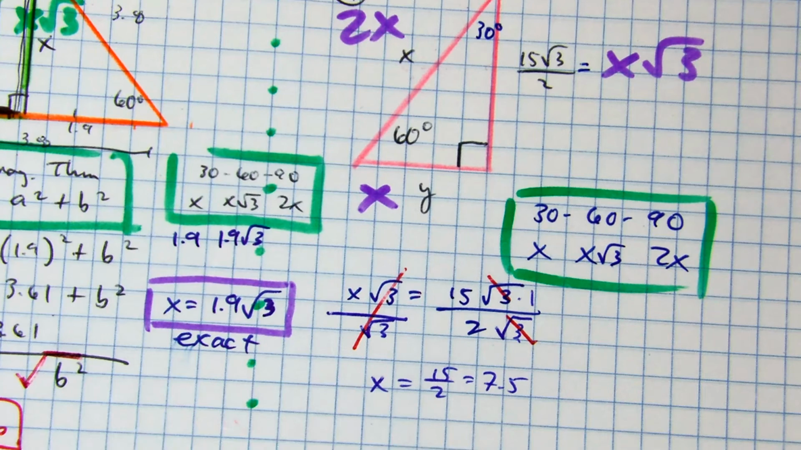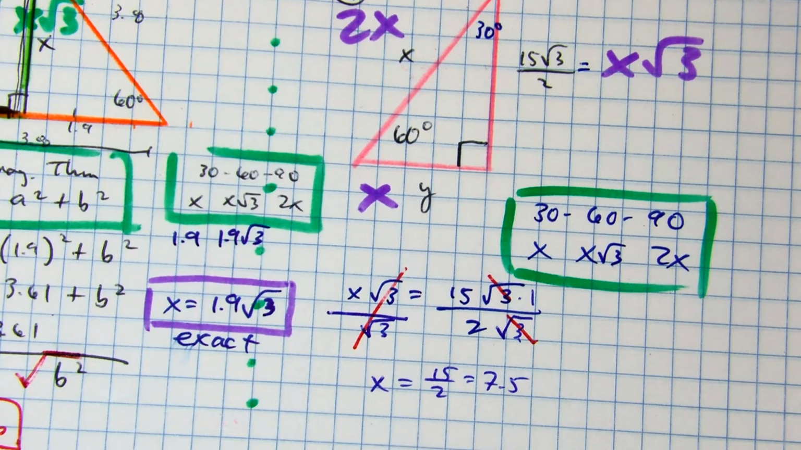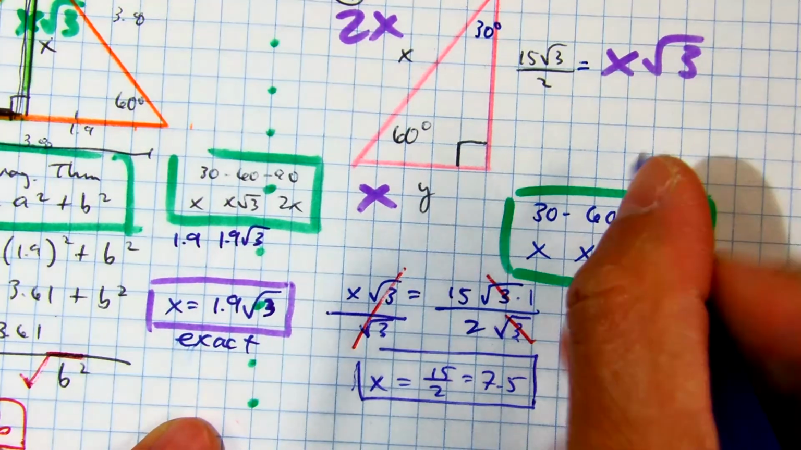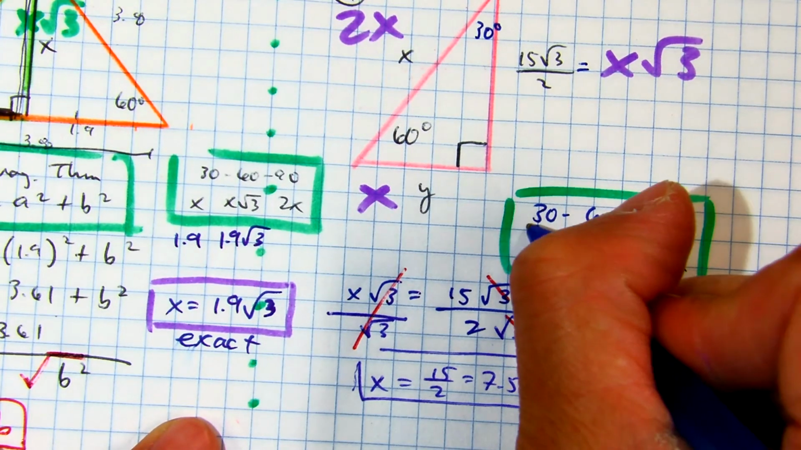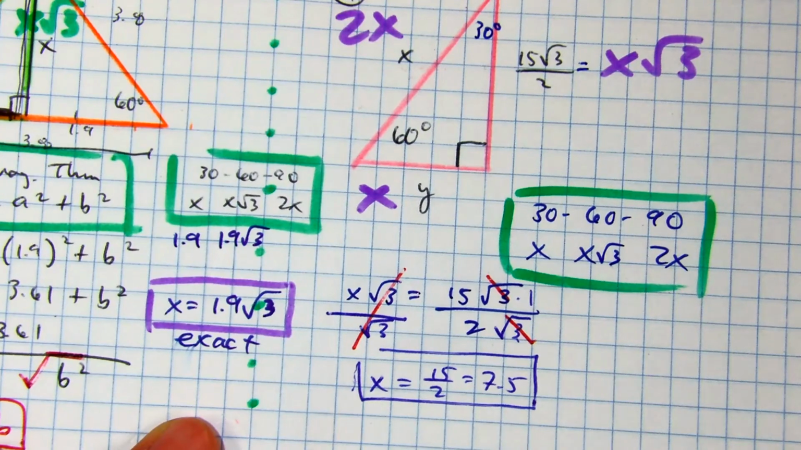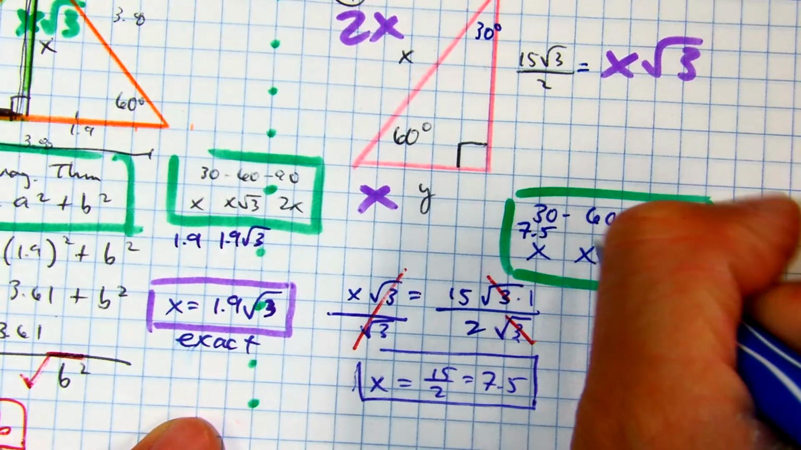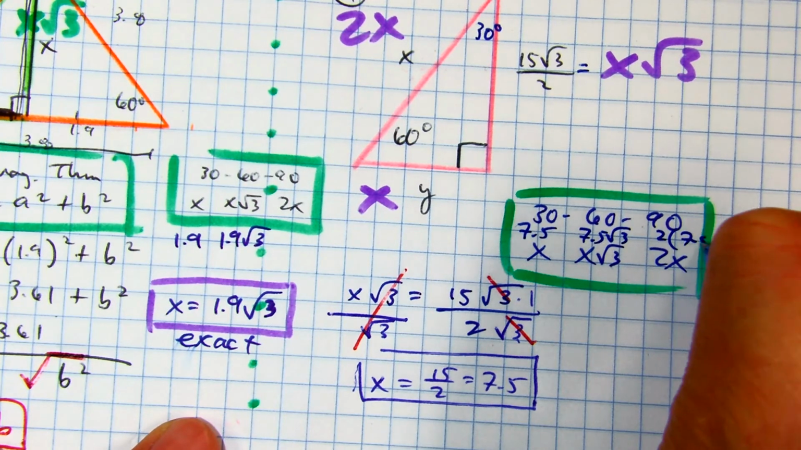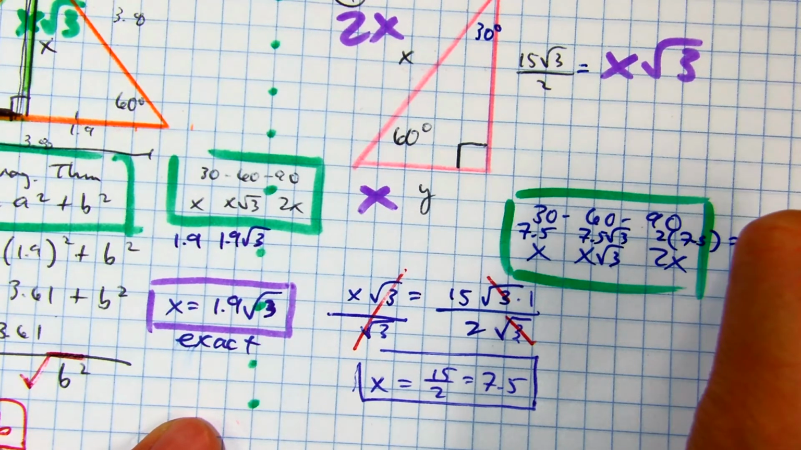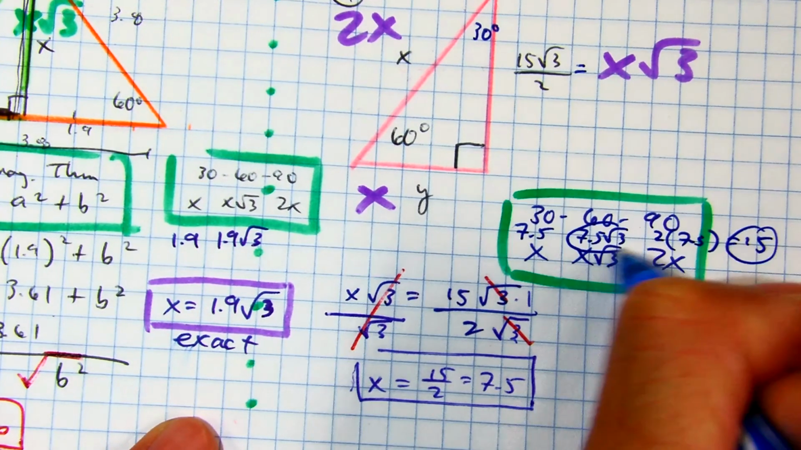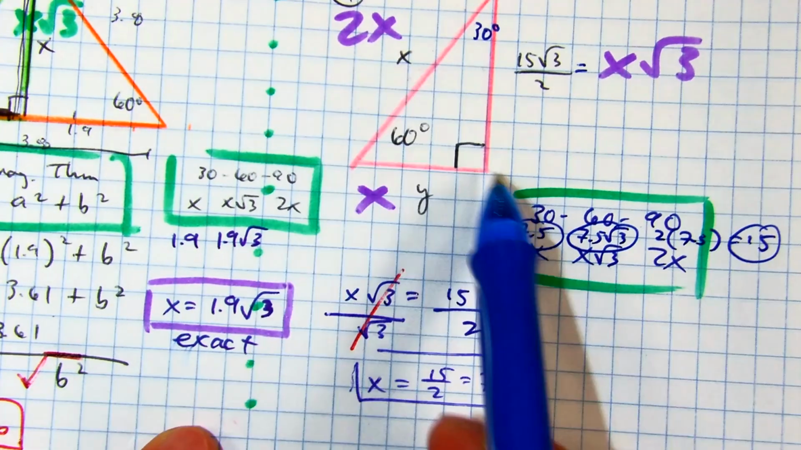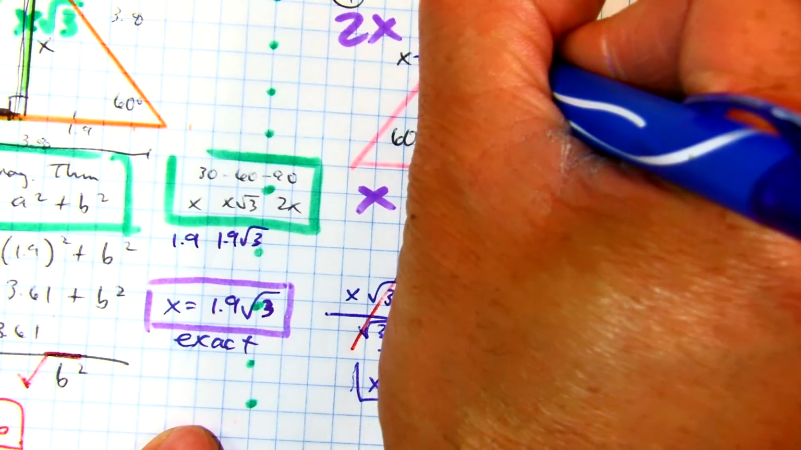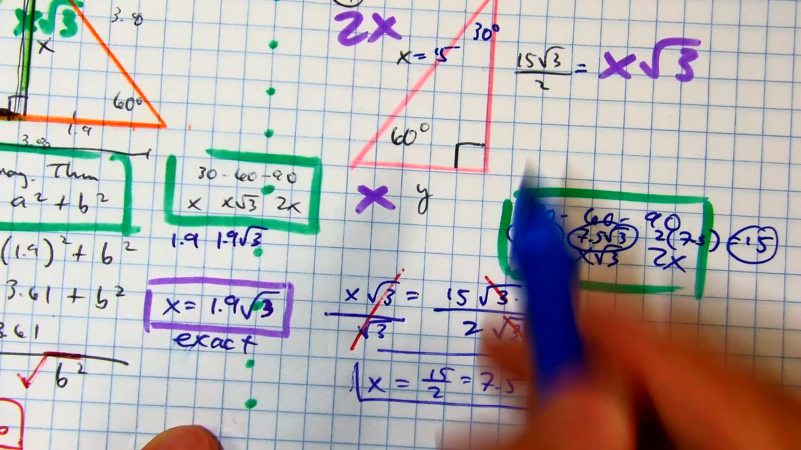Is that good for us? How do we use that? Well, if I know that this x is equal to 7.5, then this is just 7.5 times radical 3, and this is 2 times 7.5, which is 15. So these are my 3 side lengths. So that means x, which is across the 90, is going to equal 15. And this one's going to be 7.5.